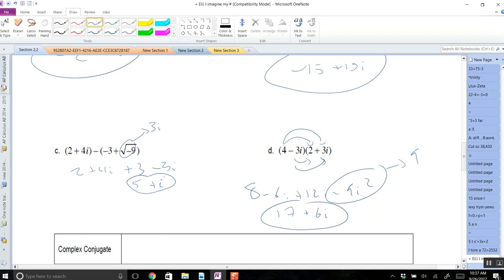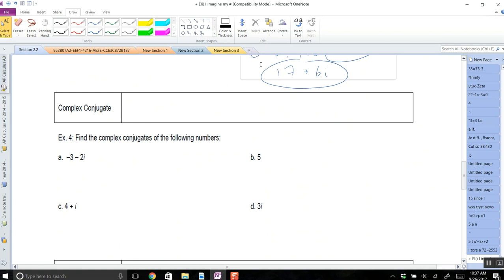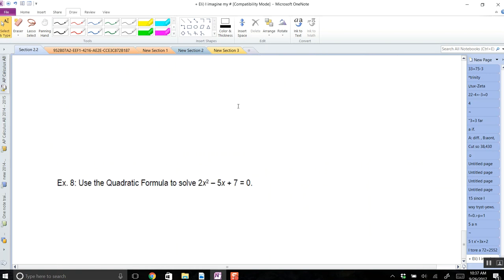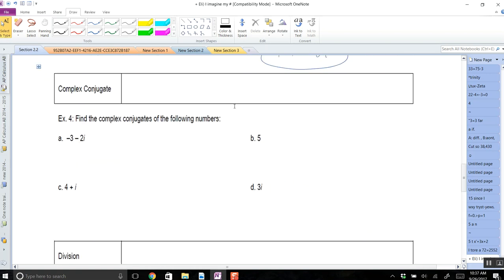You could actually test these out in the calculator. I don't have the TI-84 calculator app, but if you hit second and decimal point, you can locate i in the calculator. And you can test these out and see if you get the same answers. Okay, so we've got just a few more examples to do here.